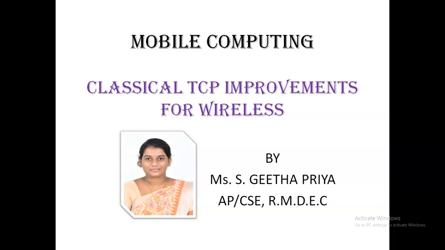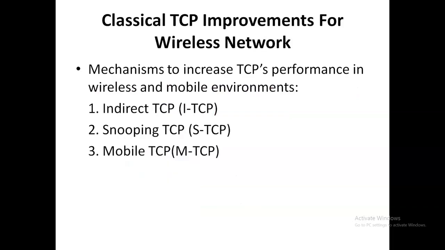In this lecture, we will be seeing about classical TCP improvement for wireless communication. So, three improved TCP versions will be discussed here. The first one is indirect TCP, snooping TCP, and mobile TCP. Mobile TCP is the one which is currently used for all the mobile phones.